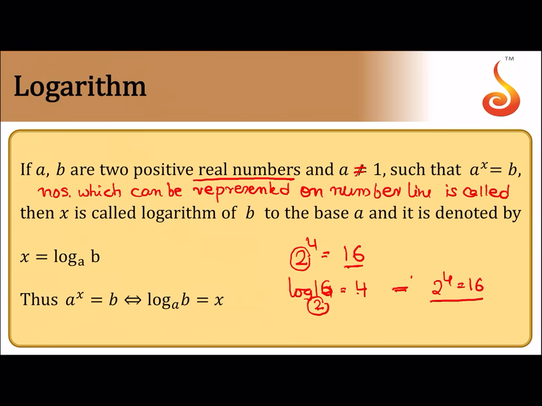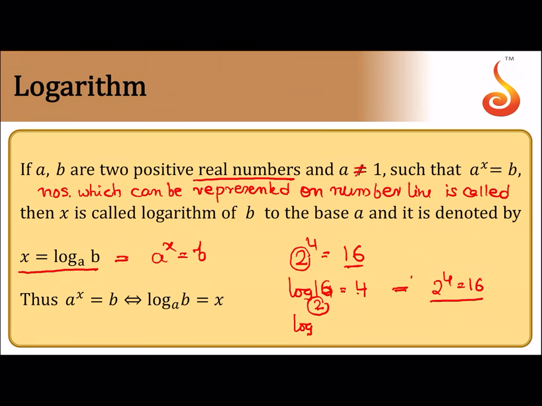So, a is not equal to 1, we'll take. Why, I'll explain to you. Such that a to the power x equal to b. Then x is called the logarithm of b to the base a and is denoted by this. What is the meaning of this? a to the power x is equal to b. So a to the power x equal to b can be written as x equal to log base a of b.